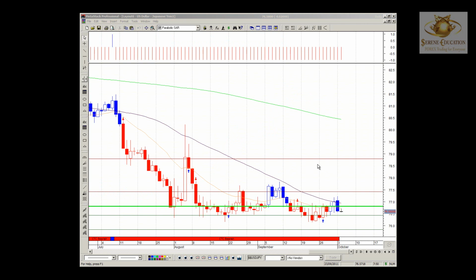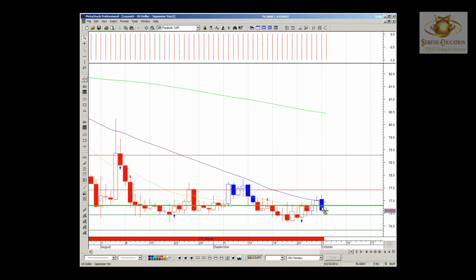Last pair of the day is the US dollar against the Japanese yen. Let's have a look at the daily. I've plotted some pivot points, support and resistance levels here. Noticeably, you can see the green line is the pivot. You have resistance 1, R1, R2 above, and S1, S2. Got to be trading above these levels.